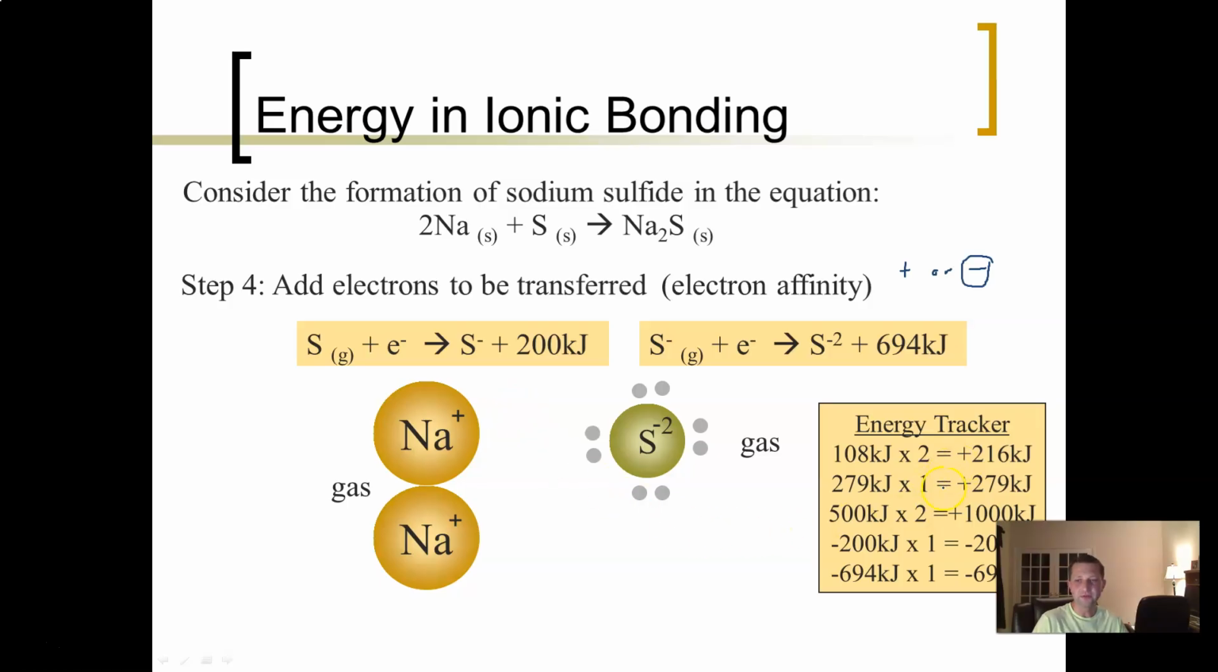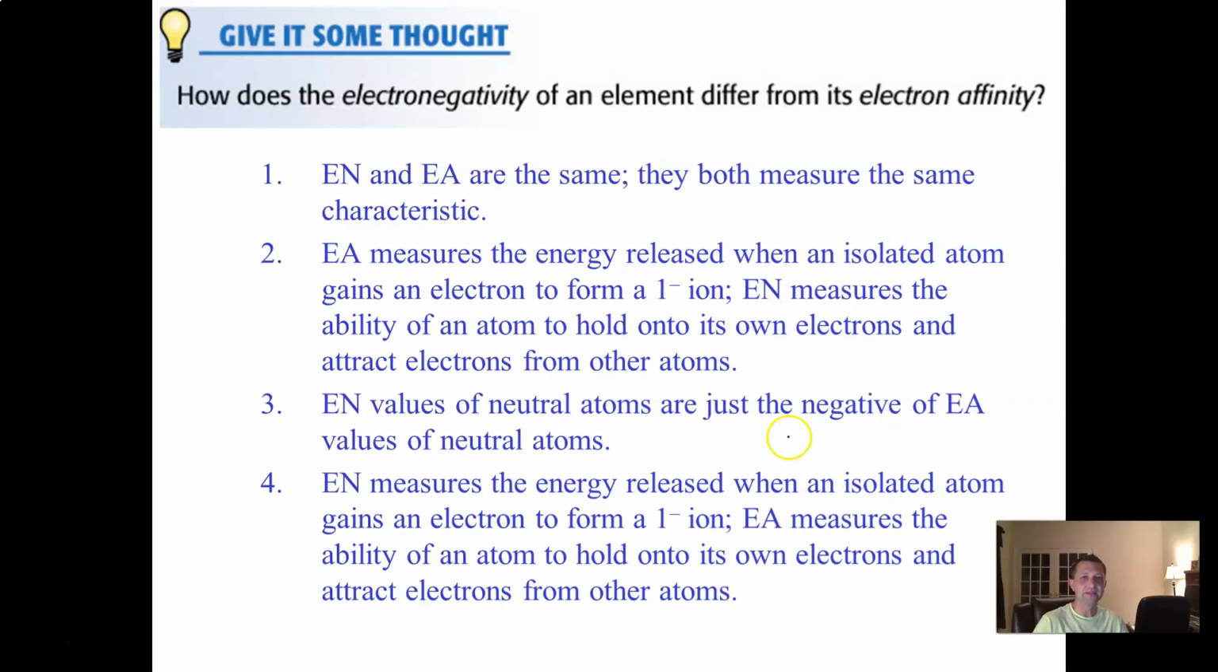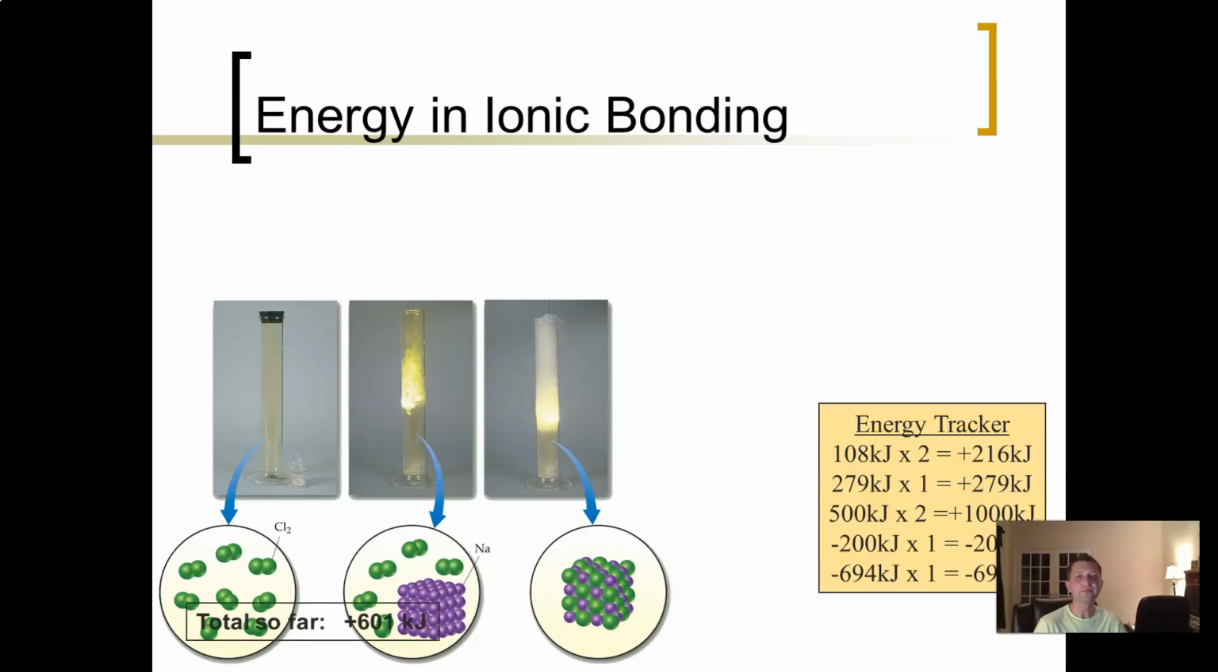So if you look at what we have so far, we have a lot of energy changes going on here. The difference between electronegativity and electron affinity is important. If you remember this from Chem 1, electron affinity is the energy released or gained, it can be either one, when an isolated atom gains an electron. Electronegativity just tells you the ability of an atom to hold on to its electrons or to want electrons, attract them. So just making sure you know the difference between those two things is important.